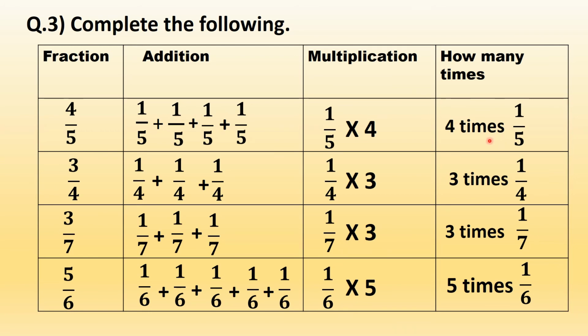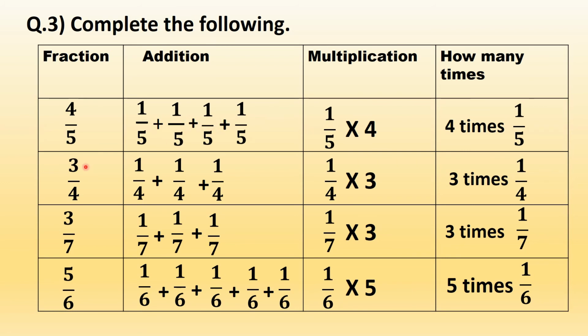So here the fraction is 4 upon 5. Addition, how many times? 4 times: 1 upon 5 plus 1 upon 5 plus 1 upon 5 plus 1 upon 5. In the multiplication form, 1 upon 5 multiplied by 4. So here how many times? 4 times 1 upon 5. See, count it. 1, 2, 3, 4. So 4 times 1 upon 5.